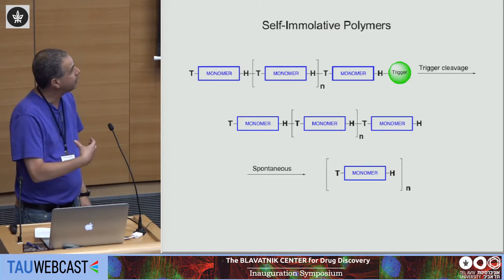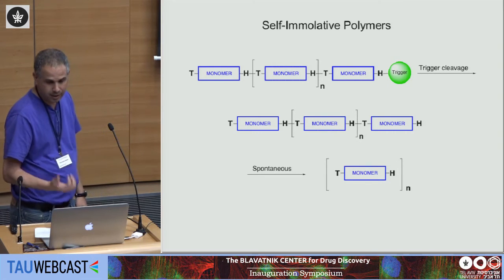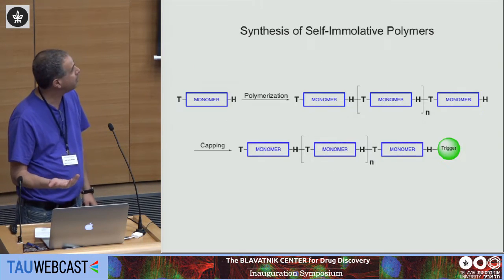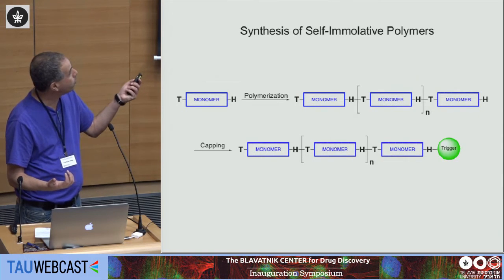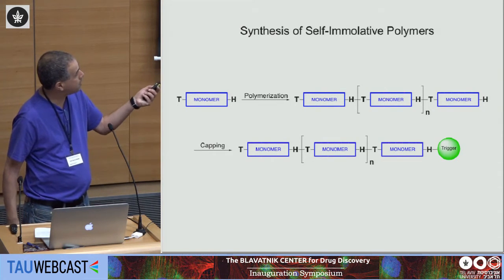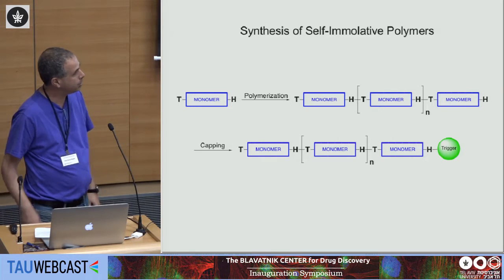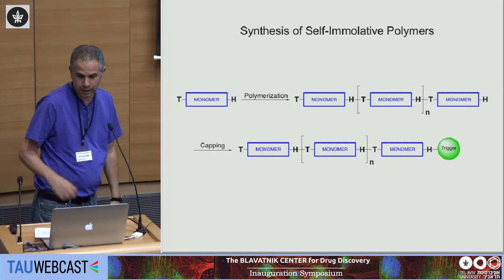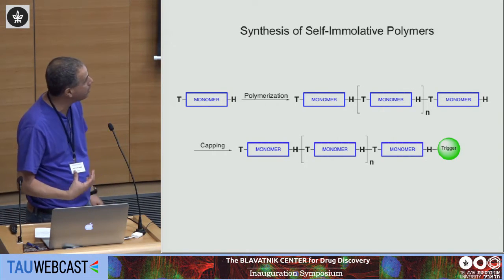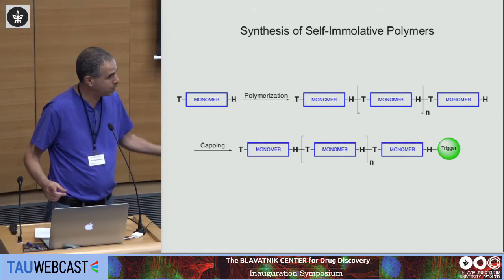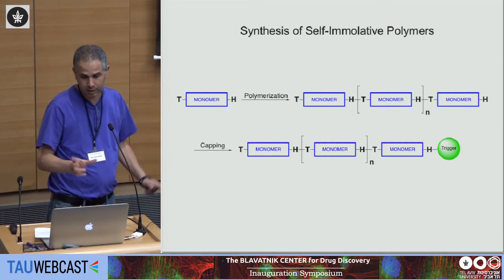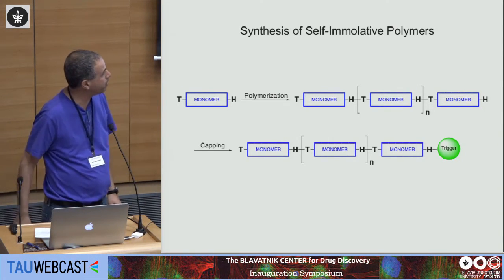The advantage in terms of synthesis here is that you can take an appropriate monomer, submit it to polymerization conditions, and then cap the trigger at the head of the polymer in the last stage, and in this way you will be able to prepare a large molecule that contains all your monomeric molecules.